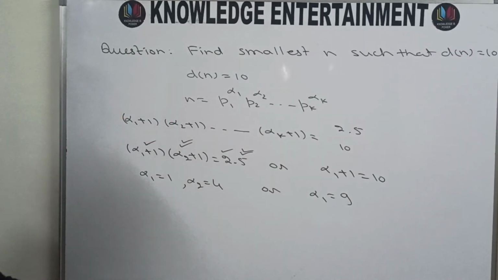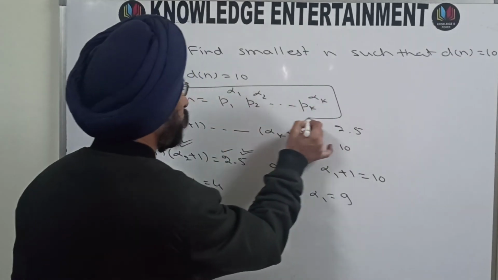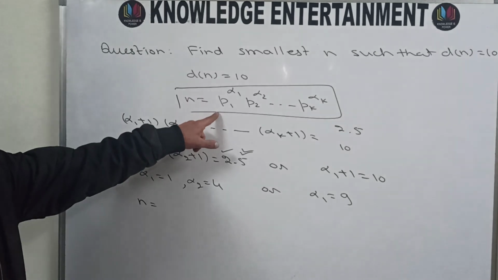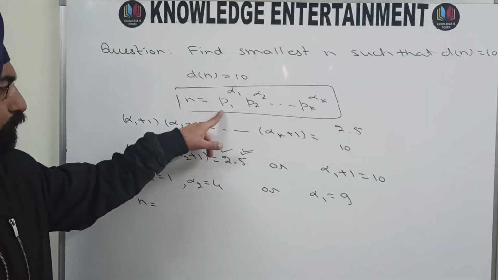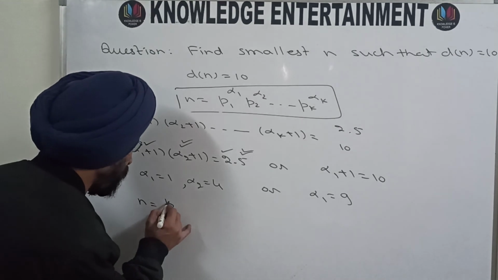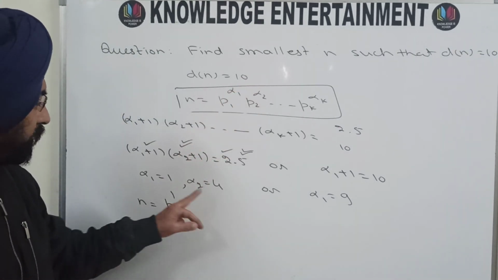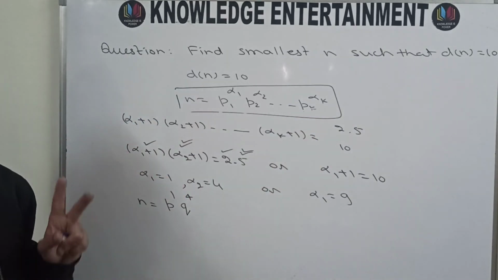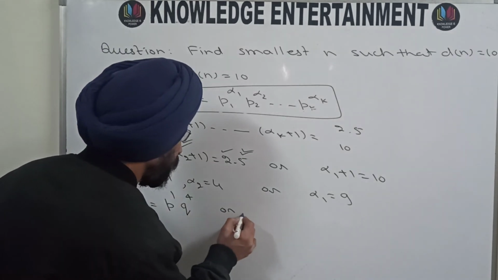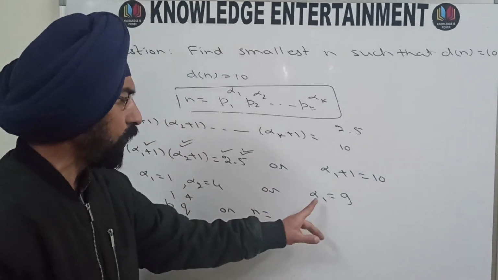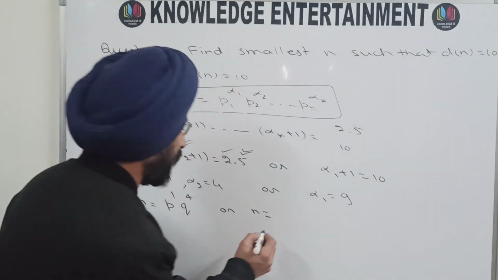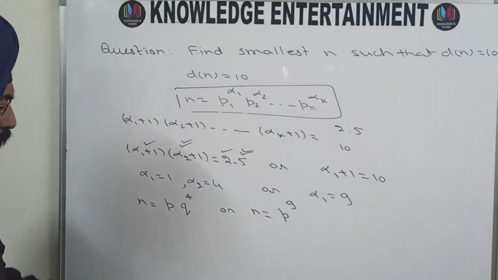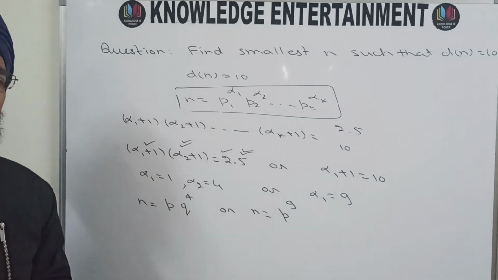So what type of number will you have? Go back to this number. In this case, what will be your n? If you take the first prime p1 as p and the second p2 as q, then it is p raised to the power 1 and q raised to the power 4, and no more terms will be there because there are only two, alpha 1 and alpha 2. Or in the other case, there is only one 9, so it is p raised to the power 9. p power 1 can be written as p only. So your n is of the type p q power 4 or p power 9.